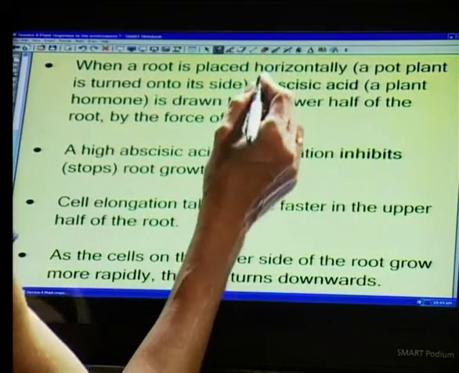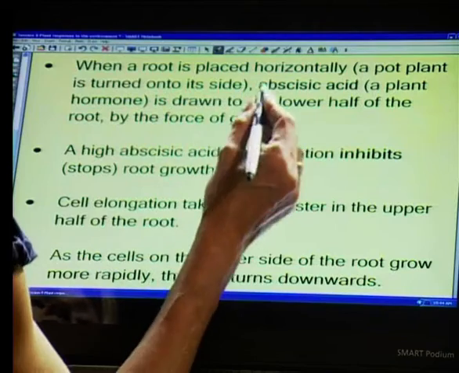When a shoot is placed horizontally, in other words, you take a pot plant and you turn it onto its side, we will expect the stem to curve upwards because it's growing towards light, okay? And remember, if the light's from the top, it's going to be shaded on the bottom, so the auxins will go to the shaded side, to the dark side. Remember the dark side. So the auxins go to the dark side and cause cell elongation for the tip to grow upwards.